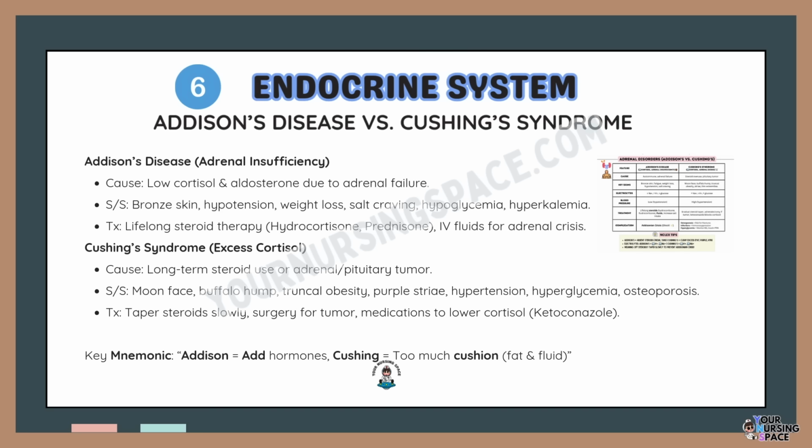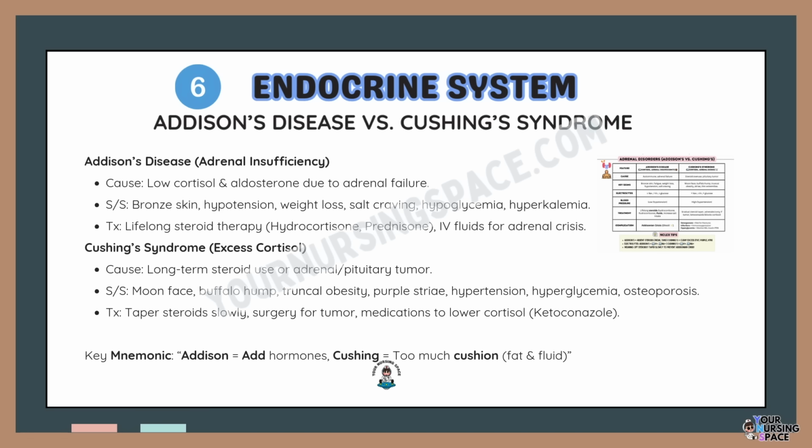The most important thing to remember about Addison's is that patients need lifelong steroid therapy because their body cannot make stress hormones on its own. The classic signs include bronze-colored skin, weight loss, hypotension, salt craving, and hyperkalemia. If left untreated, an Addisonian crisis can occur, causing a dangerous drop in blood pressure and shock. These patients need IV steroids and fluids immediately.